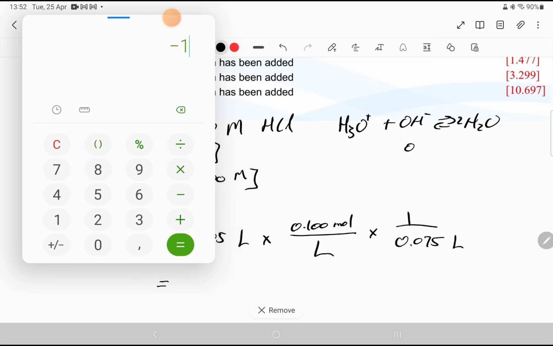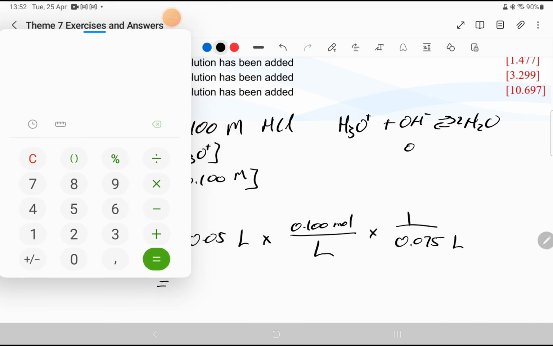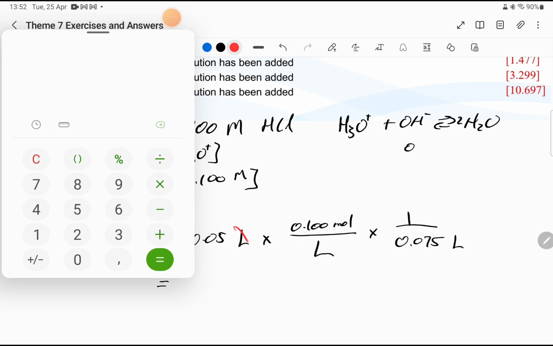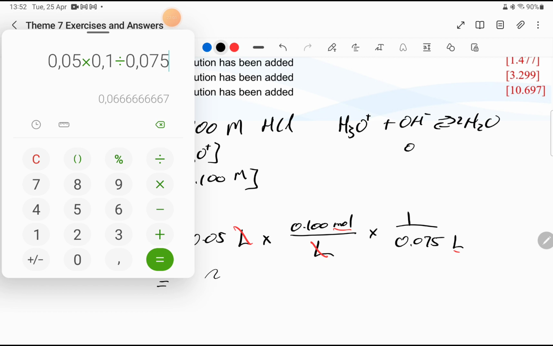So this is just C1V1 equals C2V2. I just do this with units. I find that easier because now I can see my units will cancel off. Liters with liters, and we end up with mole per liter. Right, so that is 0.05 times 0.1 divided by 0.075. So our initial hydronium concentration is 0.06666, etc. molar.